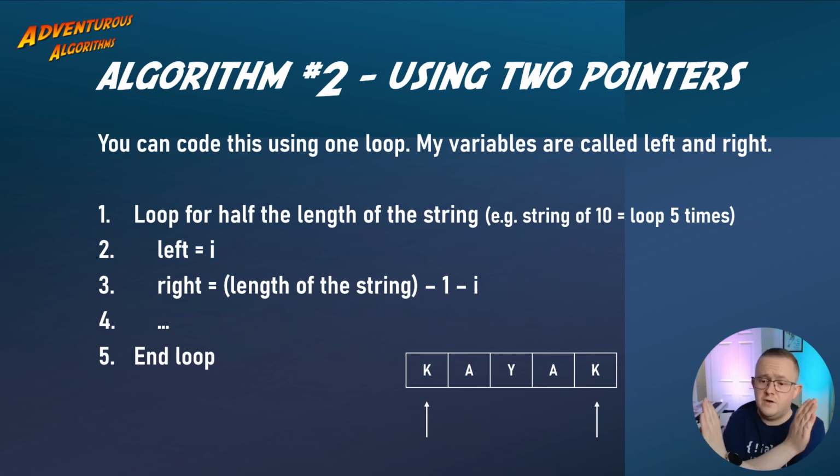And if I kept going, if I looked 10 times, then my pointers are going to cross over, and it's kind of pointless by then because we've already checked. Loop for half the length of the string. Then I've got an extra line here that I don't really need, but it's just to make it clear, my left and my right.